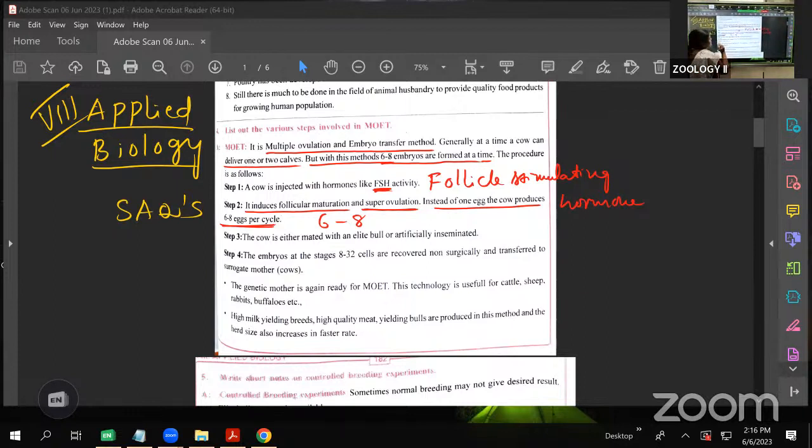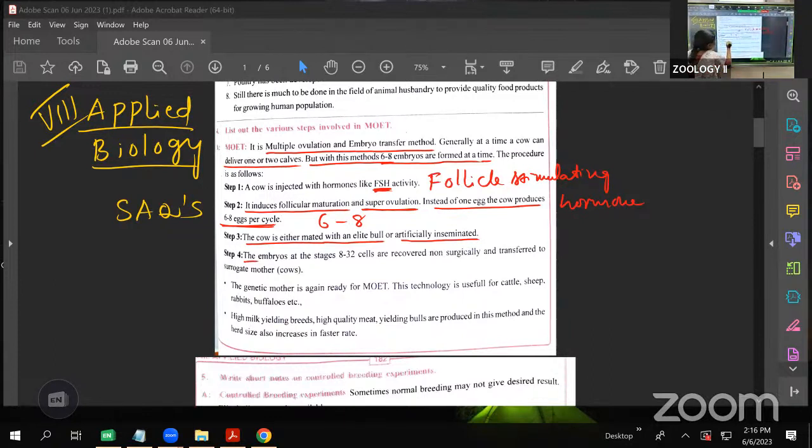Once the eggs are produced, the cow is either mated with an elite bull or artificially inseminated. Artificial insemination means we take the sperm and introduce it into the female, or we mate directly. That is the third step. Next, what about the fourth step?